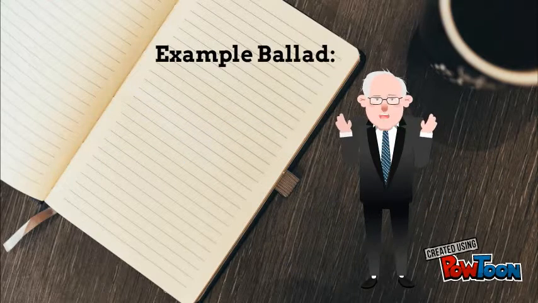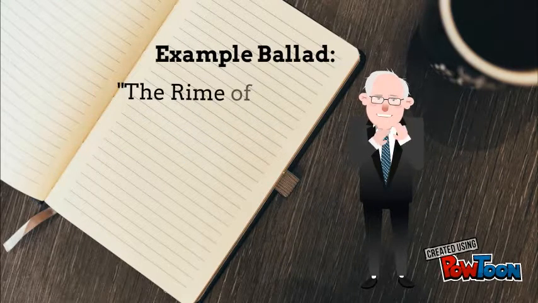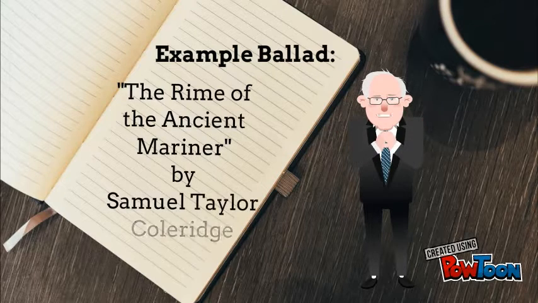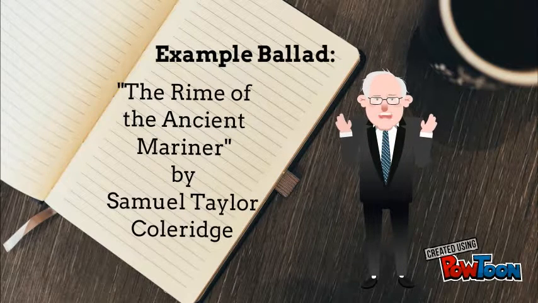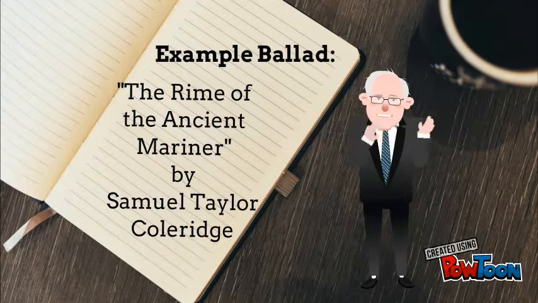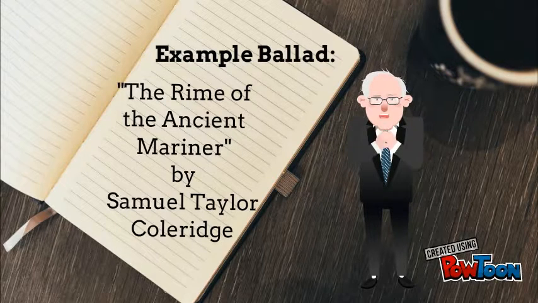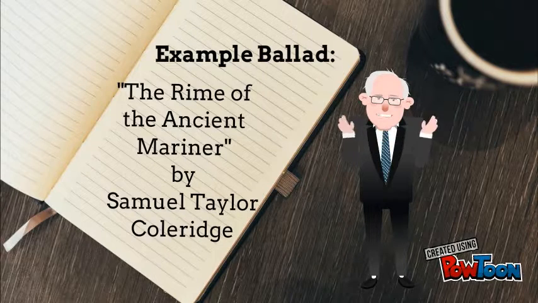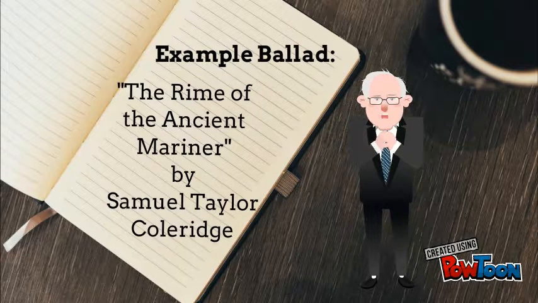The example ballad you will see is called The Rime of the Ancient Mariner by Samuel Taylor Coleridge. This is a ballad that you might study in your future in a British literature course. The ballad focuses on all of the issues that come when a mariner shoots and kills an albatross, a bird of good omen.